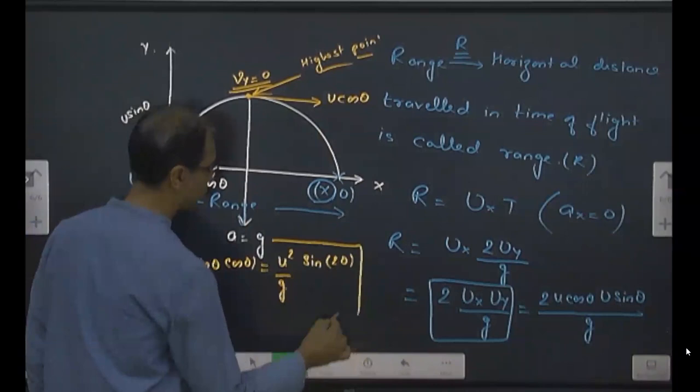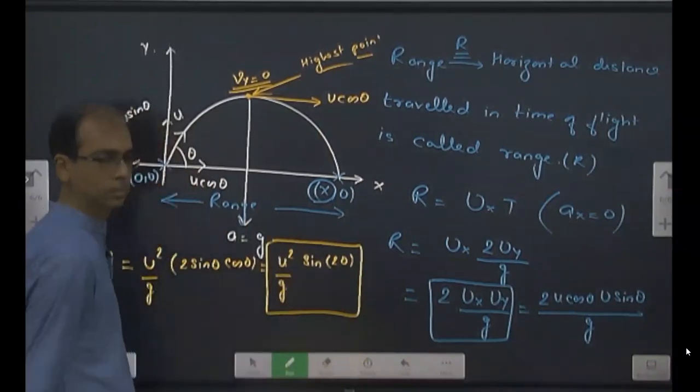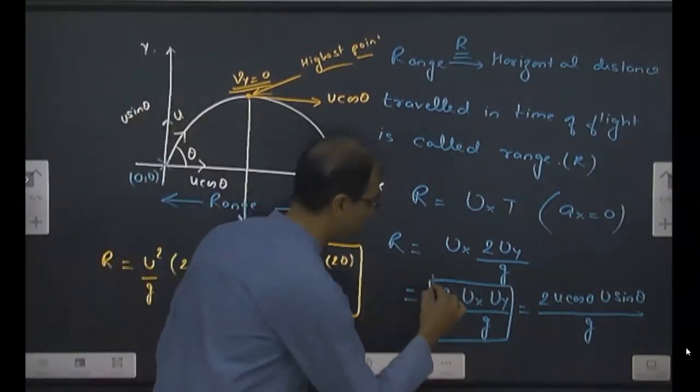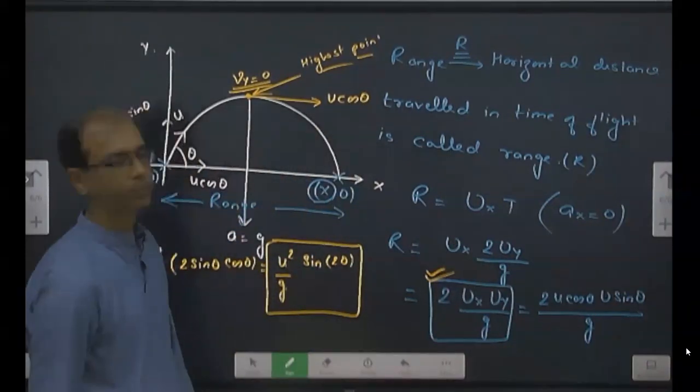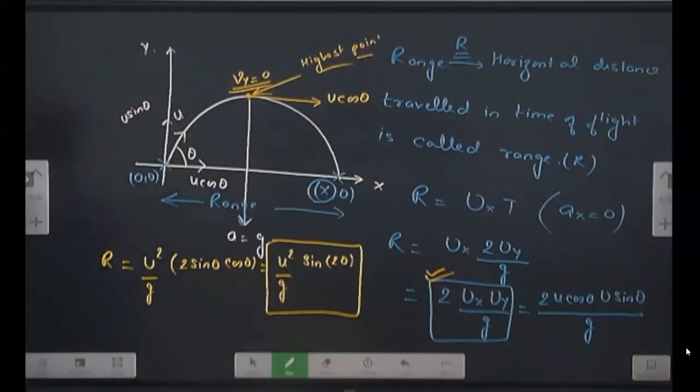It's important, no doubt. But this is also equally important. Just remember. Okay, note that one. This is range: u square sine 2 theta by g or 2 ux uy by g.